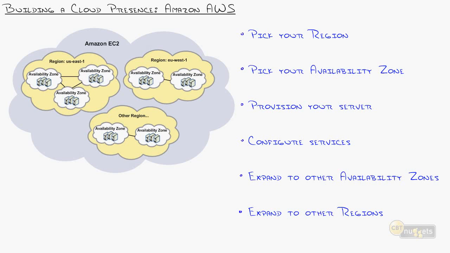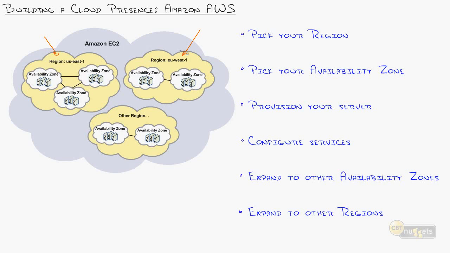And I'm first off going to pick my region. Now, the regions are literally areas of the world. For instance, I can see I've got over here US East 1. I've got, looks like Europe West 1. Just looking at the names, I'm assuming that's where those are located. And these are regions of the world where Amazon owns data centers.